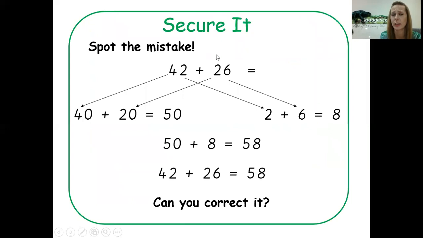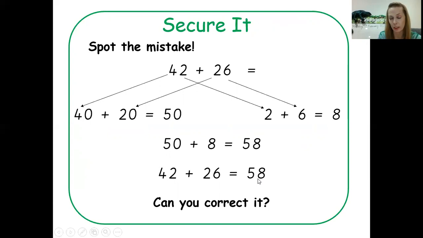Then the second secure, there's a mistake. Oh dear, can you spot it? So it's just the same as what you've been doing. You've split two two-digit numbers into tens and ones. So you've got four tens, 40 for 42. You've got your two tens there, 20. Add them together. And then you've got your ones over here, 2 ones and 6 ones. Add them together. Okay. Then you've got your two answers and you're adding those together to make the total.